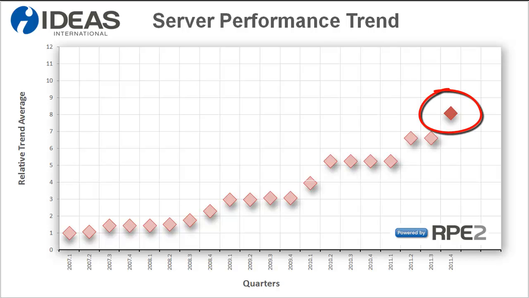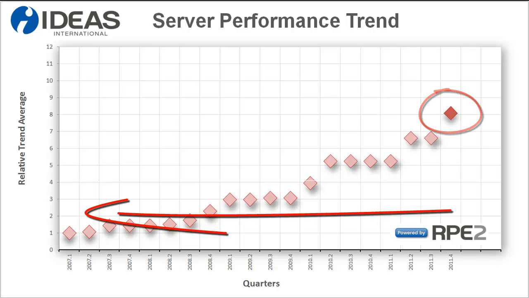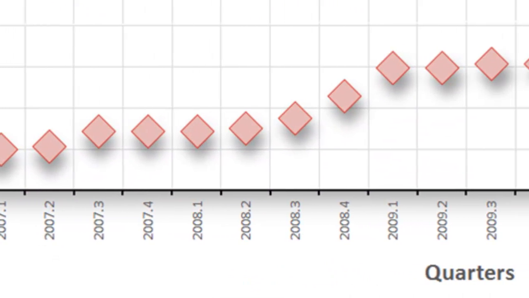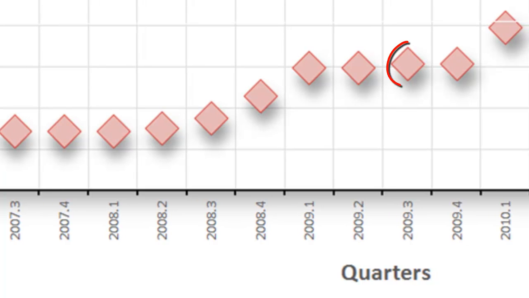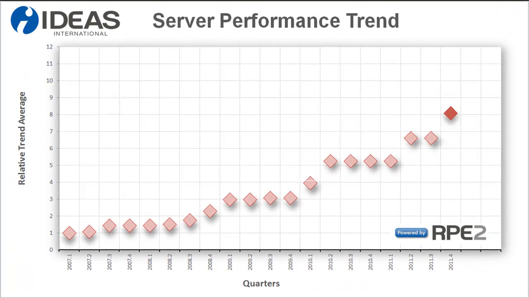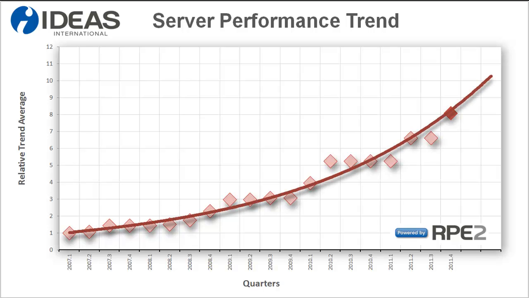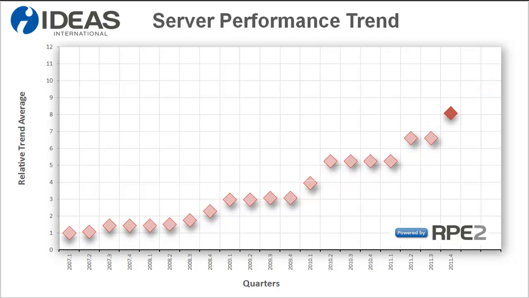The most recent quarter's data is represented here, along with the historical quarterly outcomes going back 5 years. Each data point on the chart represents the relative trend average for all servers tracked by IDEAS during each quarter. So, is this data reflecting industry expectations of server performance growth? To find out, we will plot the trend line for this data. We will erase that trend line for the time being and come back to it a little later on.